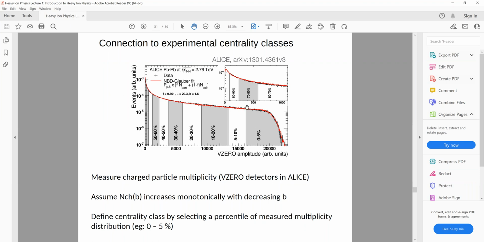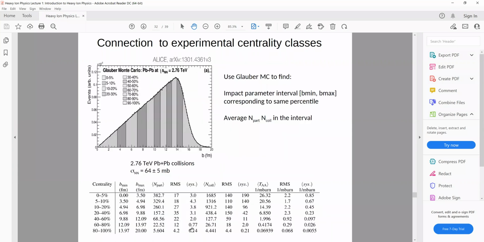So this measured multiplicity distribution is a negative binomial distribution convoluted with the number of participants, and this is called the two-component model, f times N_part plus (1 minus f) times N_coll. Here f is known as the fraction of hard processes. So you get a distribution like this, which is basically a sum of many entities, and then you choose a particular centrality class and look at what the multiplicity range is for this particular centrality class.